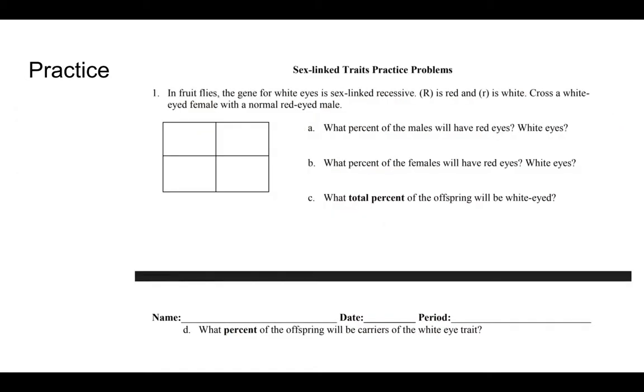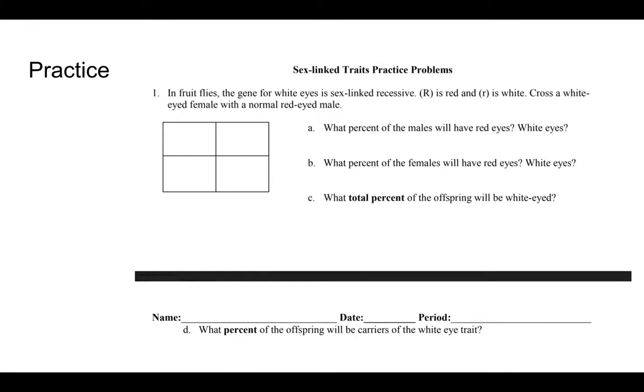All right, let's move on to the first real question set. So here's a practice problem. In fruit flies, the gene for white eyes is sex-linked. So red is dominant to white. Cross a white-eyed female with a normal red-eyed male. So here's my caution to you. Remember, if you're crossing a white-eyed female, you need to include that she's female. So XX, and then put her white eyes, little r, on her X chromosomes.